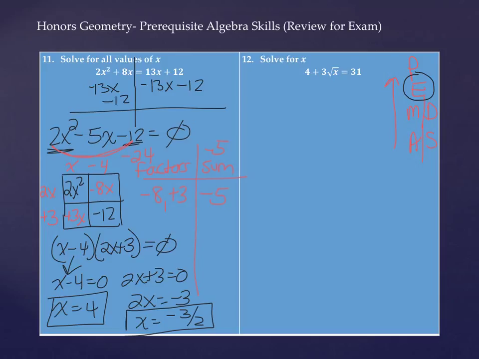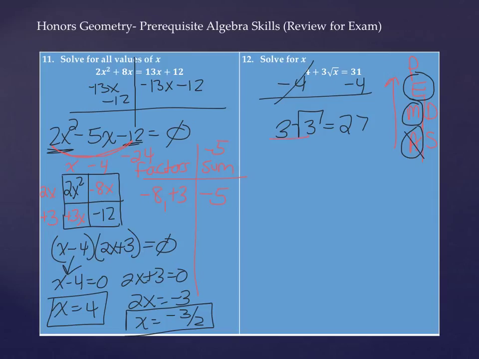We also have multiplication. 3 is multiplying the radical, so that's this level. And we also have addition of 4, so that's this level. So working from the bottom up, we're going to undo that addition of 4 first. 4 minus itself reduces out to 0, and 31 minus 4 is 27. So we've taken care of that level. Now we're going to undo our multiplication.